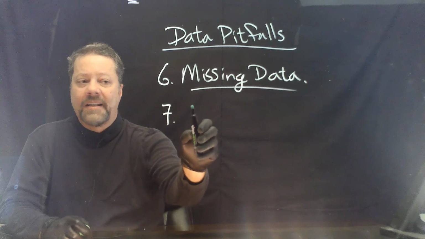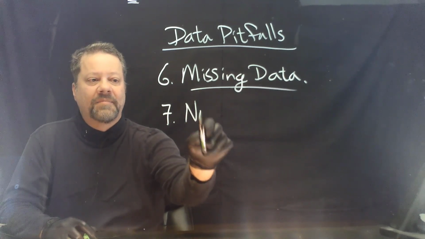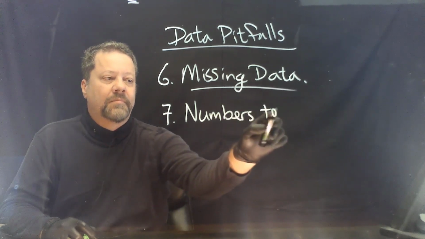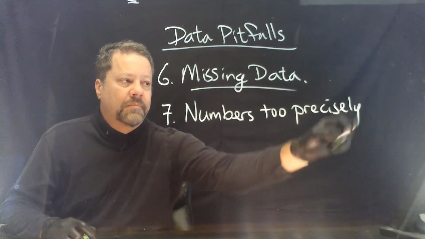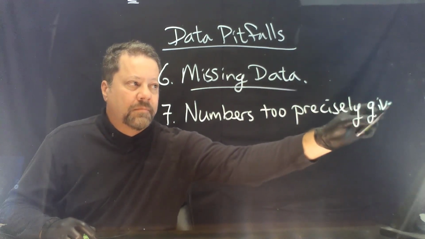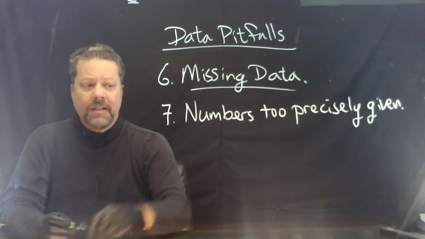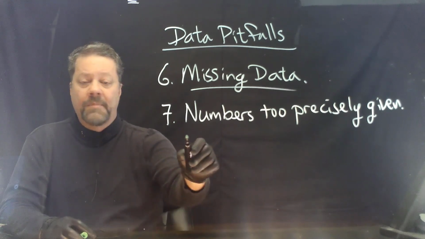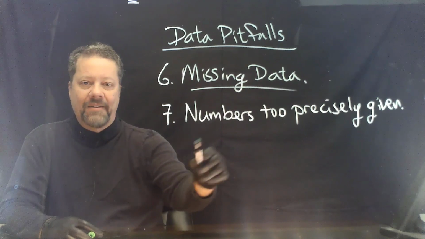Another problem is that numbers may be given too precisely. And this is particularly a problem when you're reporting your results. The numbers that you report may not reflect the accuracy of the survey.